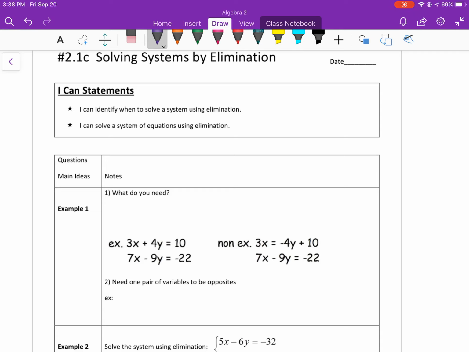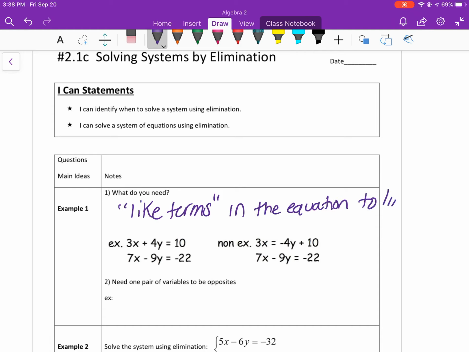So first off, to do elimination, what do you need? You need the like terms in the equation to line up. Here's an example. You can see that the x's are lined up, the y's are lined up, the constants are lined up, and not only that, but the operations and the equals are also lined up. That's an example. Here's a non-example.